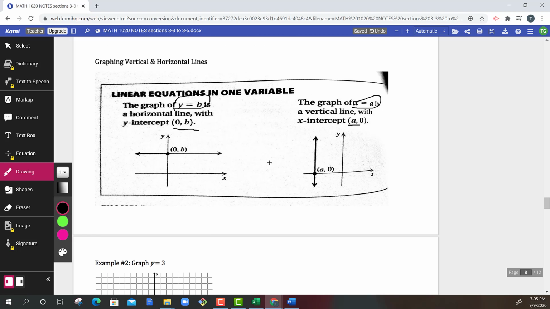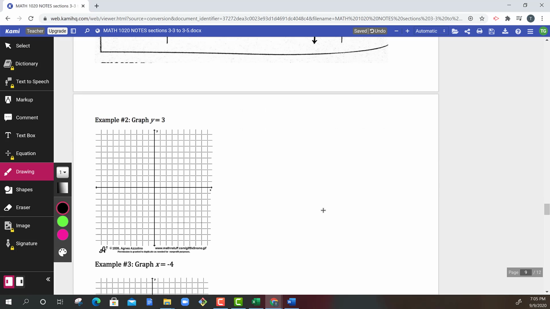So let's look at an example real quickly. When it says graph y equals 3, so I could make a t-chart for this equation, but the thing we notice is there is no x variable in this problem. One thing we definitely do know, though, is y is 3. And in fact, since there is no x variable, we really can pick anything for x. No matter what x is, y is always equal to 3.